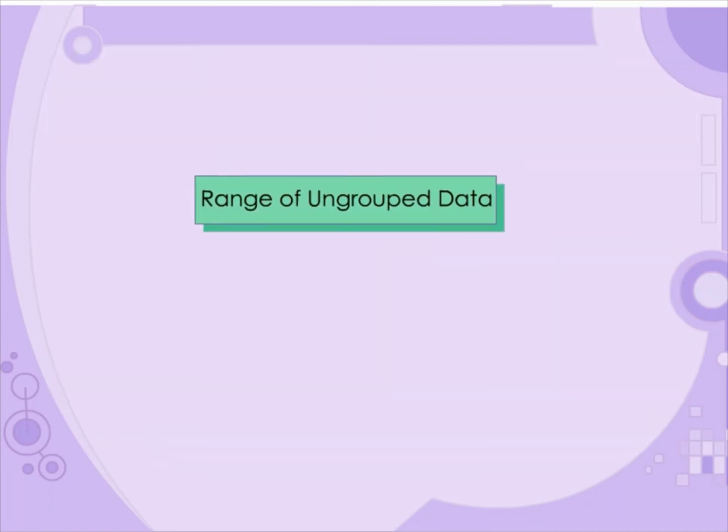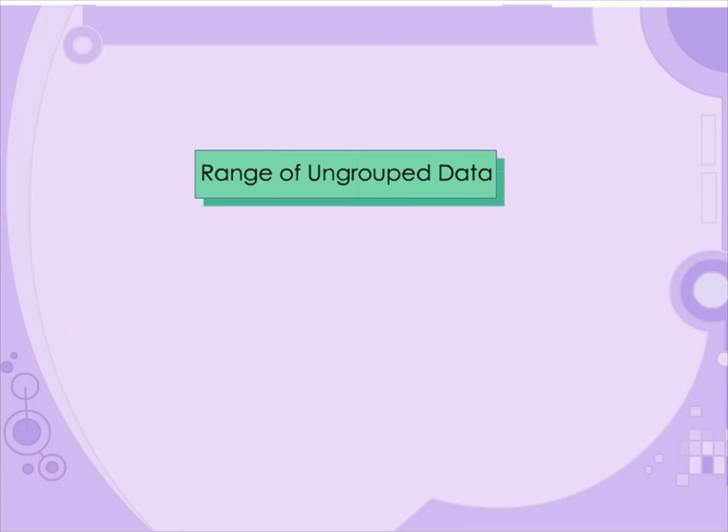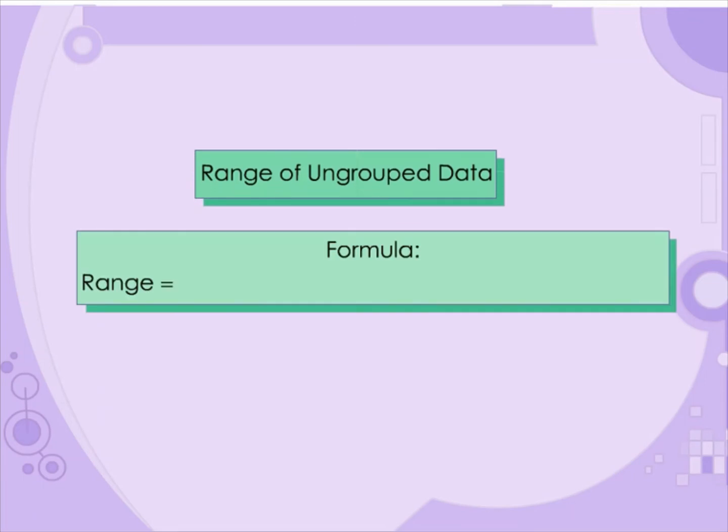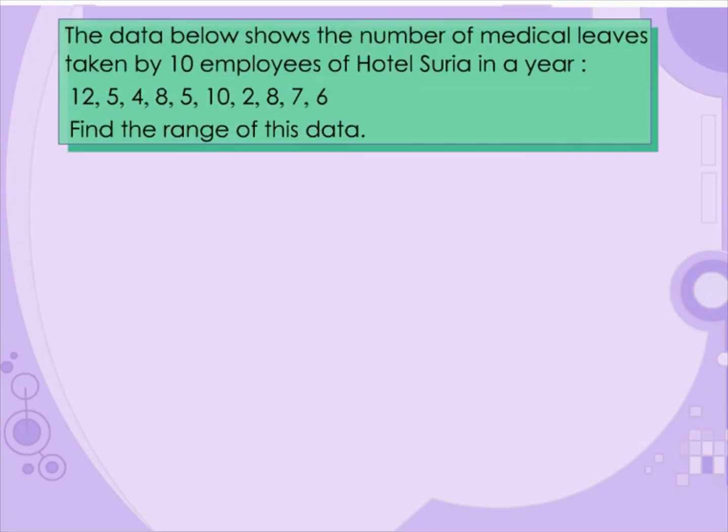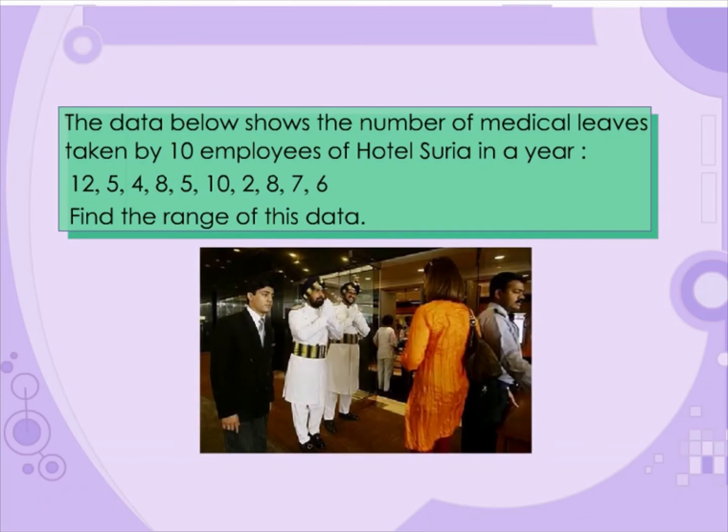Let's look at the range of ungrouped data. Range is defined as the difference between the highest value of the data minus the lowest value of the data. Let's take a look at this example. The data below shows the number of medical leaves taken by 10 employees of Hotel Surya in a year: 12, 5, 4, 8, 5, 10, 2, 8, 7, 6. Find the range of this data.